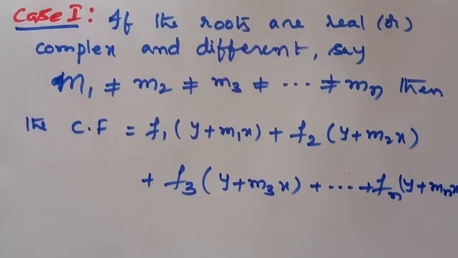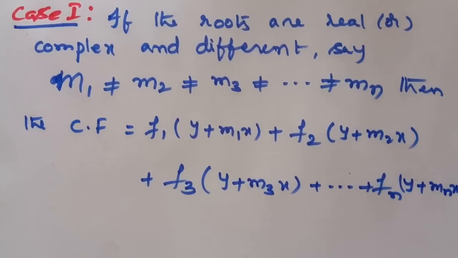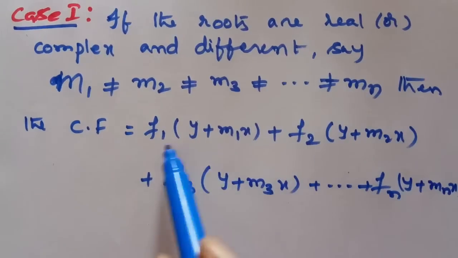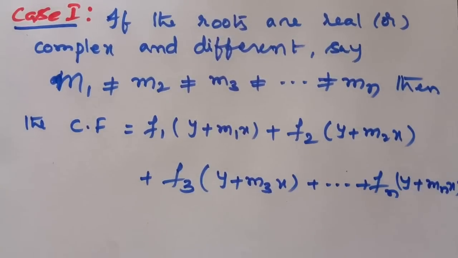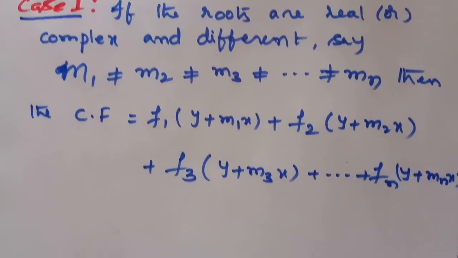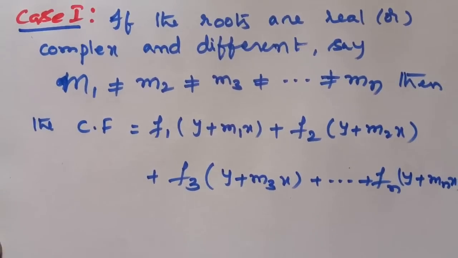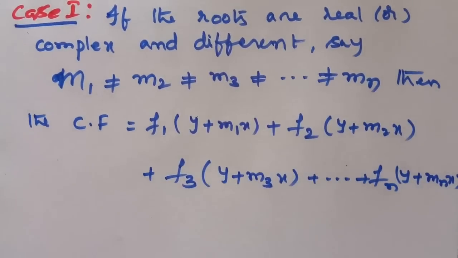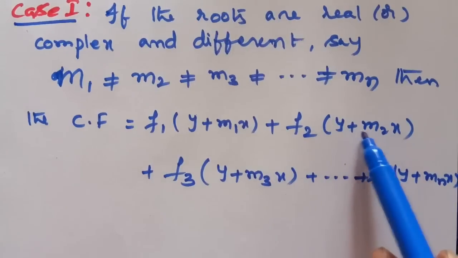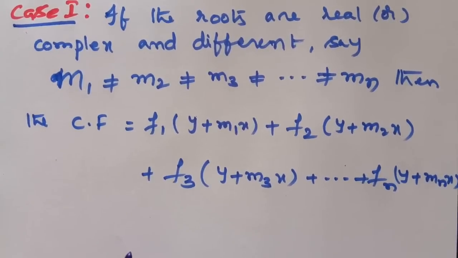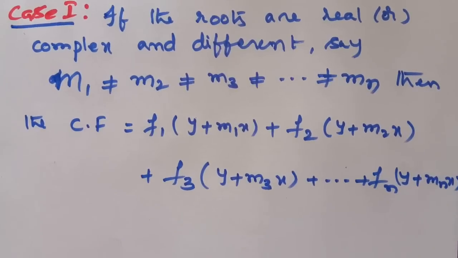If you get two roots for a second order partial differential equation, you can write two functions f1 and f2 with the roots m1 and m2. If a third order differential equation is given, we may get three roots. In that case, we can write f1, f2, f3 with y plus m1x, y plus m2x, y plus m3x, in the case of all the roots being different.